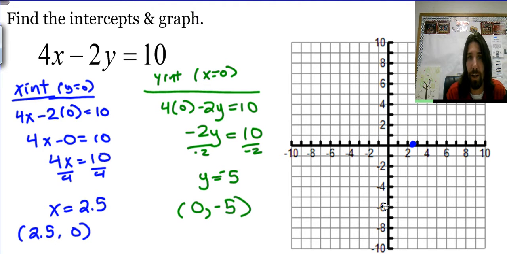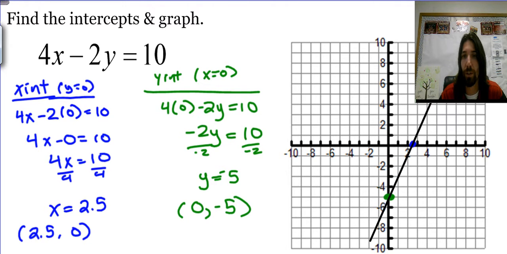I'm going to plot that one right here. Because I know this is a linear equation, I am going to draw my line that goes right through those 2 points. Put arrows on both sides. Can't see that arrow because of my face, but there you go. You've learned how to graph a line using y equals mx plus b, and now you're learning how to graph a line finding the intercepts, which are just solutions.